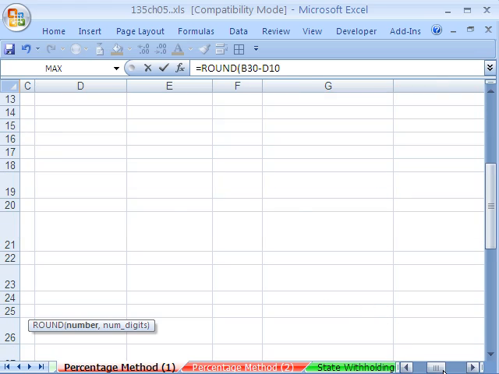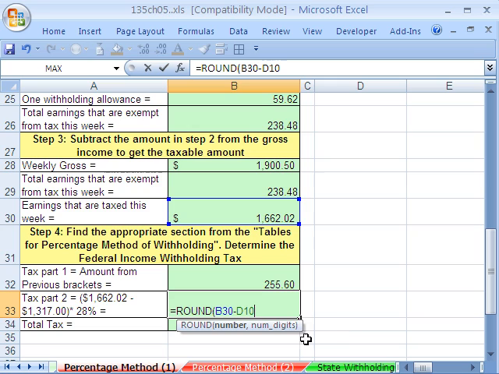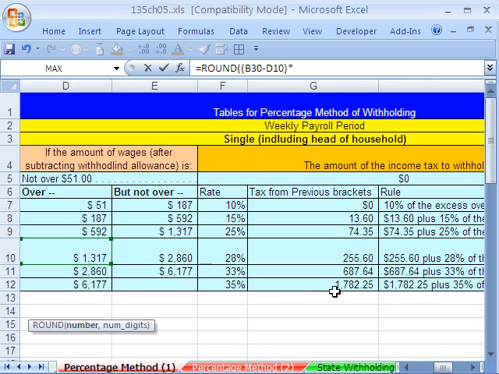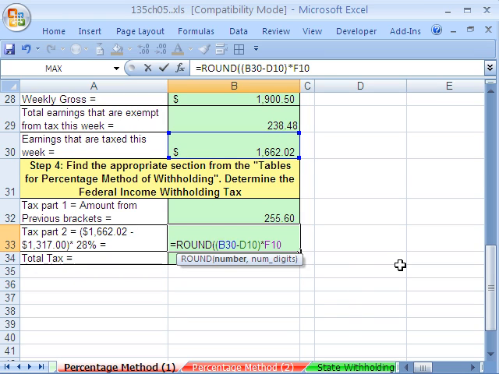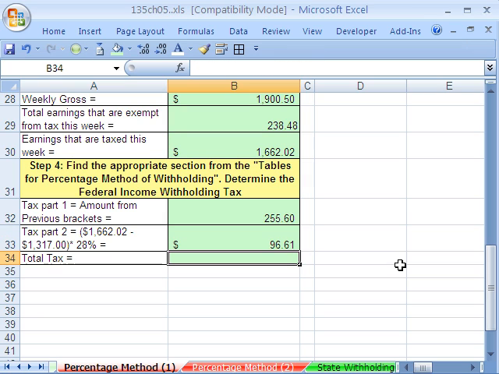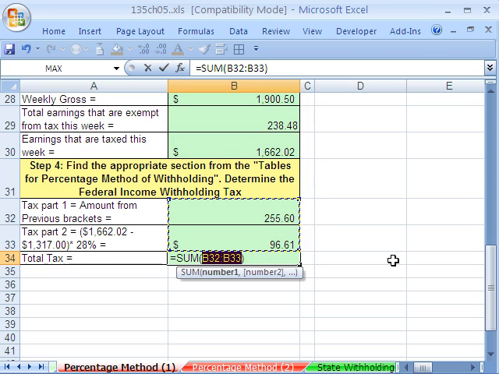Now I want to scroll down and take a look at that. Now, order of operations, we're doing subtraction here. If we want to multiply it by that 28%, we're actually going to have to click here and put parentheses around it. And then multiply that times our 28%. Then I can scroll down. So that's our calculation for this one here. Comma 2, close parentheses, and enter. So 96.61. Now we add, Alt equals, and we have our tax.